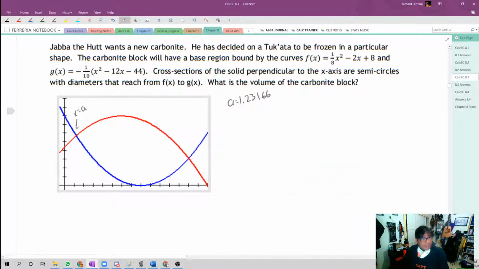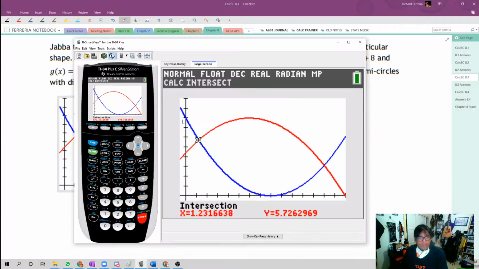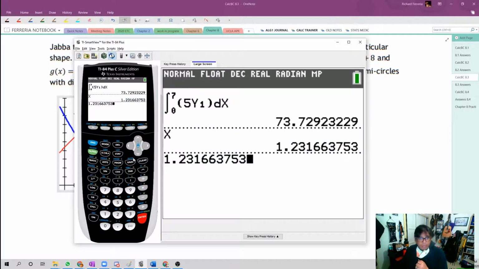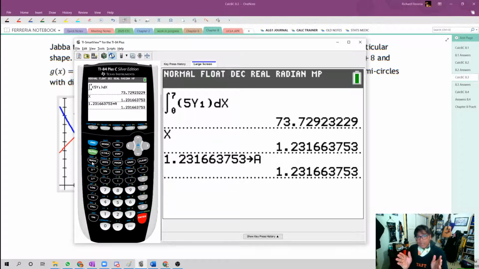On my paper, I'm going to label this at x equals a, and I'm going to write a equals 1.23166. So I'll never have to write that number again. Before we do that, let's go back to our calculator, and I'm going to quit. Right now, if I type x, that's going to give me that same number, and I don't want to lose that. So I'm going to take that number and store it as a. Now when I want this number on my calculator, I can just use the letter a.